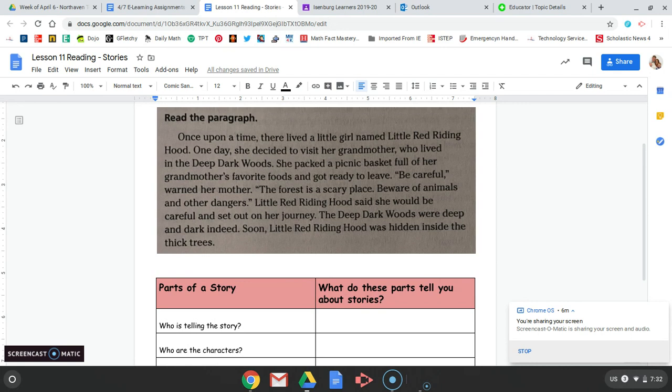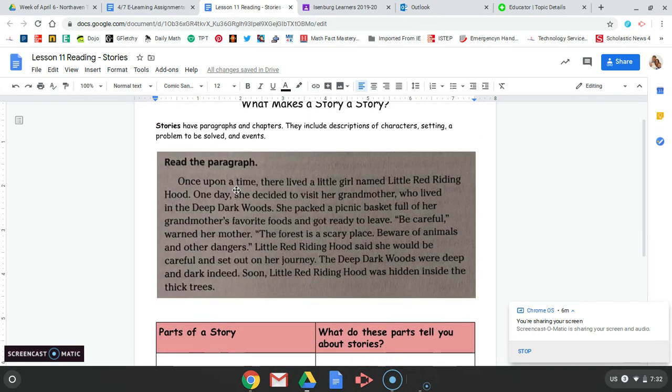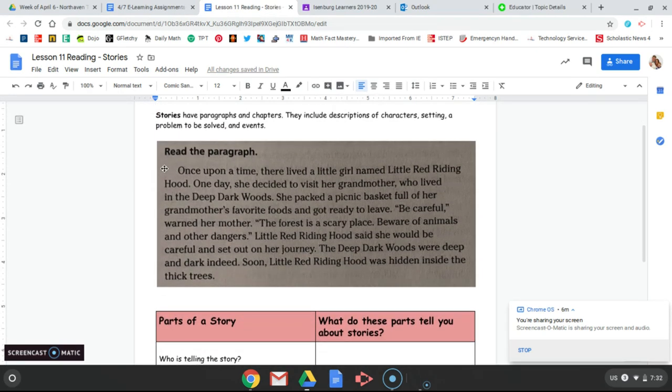Okay, so let's think about this little beginning of the story and think about the parts of a story that we're supposed to see. We definitely see a paragraph right here, and I can tell because of the extra space, the indent at the beginning.